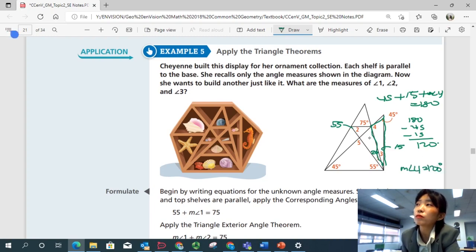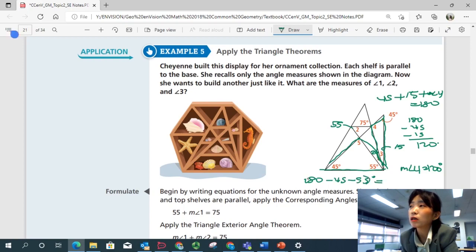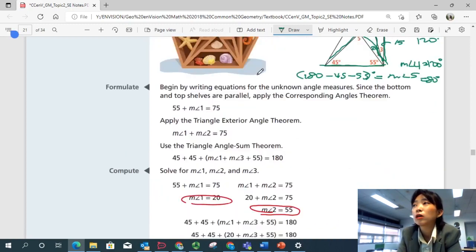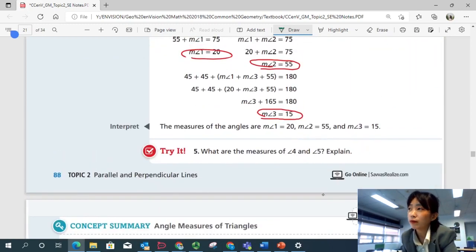And so your measure of angle 4 is 120 degrees. What about 5? Using the same theorem, we're going to look at this triangle on the bottom and use the triangle angle sum theorem and say 180 minus 45 minus 55 will be measure of angle 5. And that is equal to 80 degrees. So now you figured out 4 and 5. Check your answers. 4 is 120 degrees and 5 is 80 degrees.